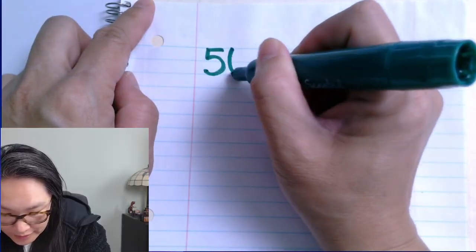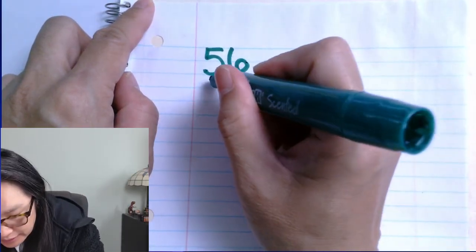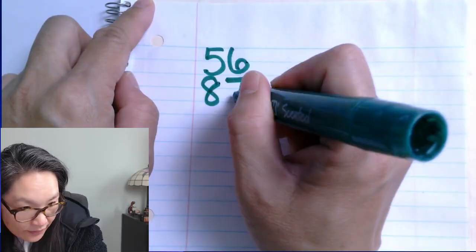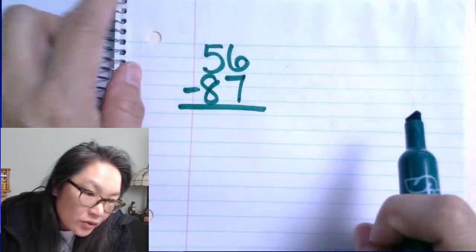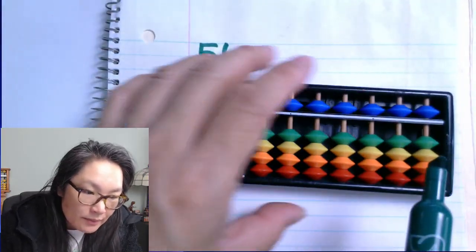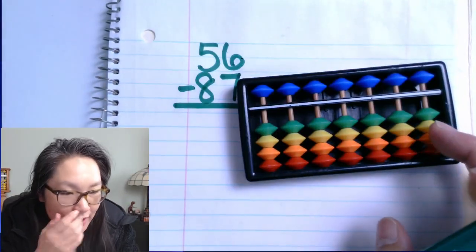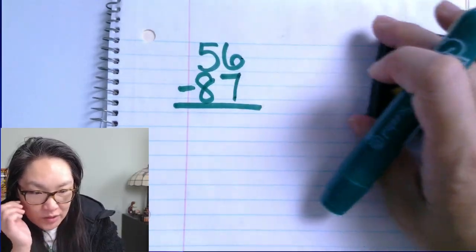I'm going to do some subtraction. So we're going to do 56, and then 87. Oh, that's a negative. We don't do negative numbers. Do you know discrete math? I don't know what that means. We don't do negatives, Sasha. Am I going to do it backwards? I can do it backwards.